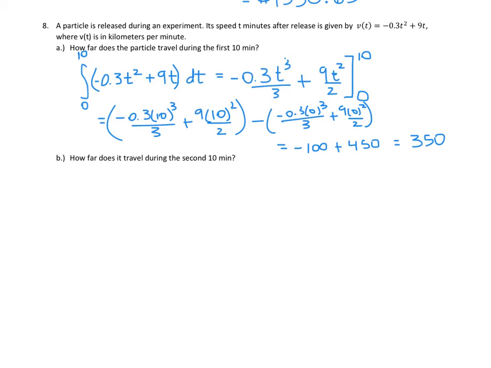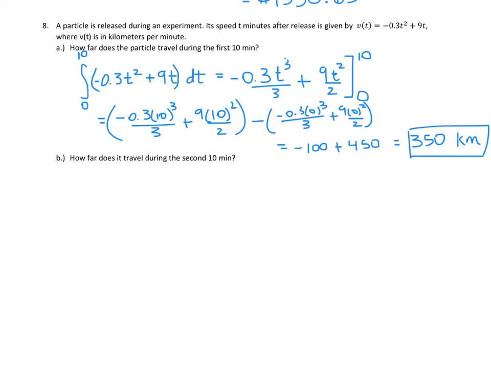Alright, so when we ask how far does the particle travel during the first 10 minutes, it travels 350 kilometers in this case, because our unit is kilometers. Its speed is kilometers per minute. So in the first 10 minutes, it's 350 kilometers.